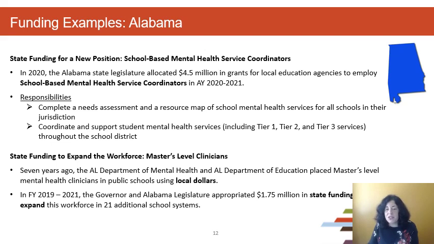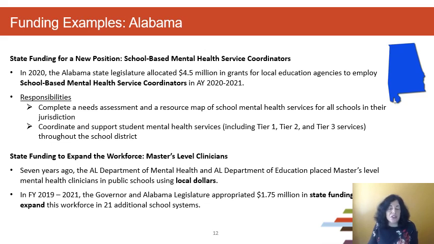This slide details two funding examples from Alabama. The first example demonstrates how state resources can be used to create a new position in the mental health workforce. In 2020, the Alabama State Legislature allocated $4.5 million in grants for local education agencies to employ school-based mental health service coordinators. School-based mental health service coordinators can have a variety of prior experience in health or mental health, such as having a bachelor's degree in social work or related field, qualifications for a school counselor or school nurse, or prior professional mental health experience.